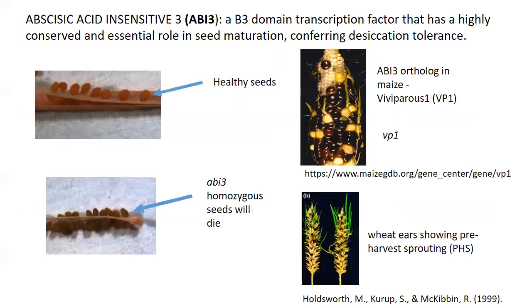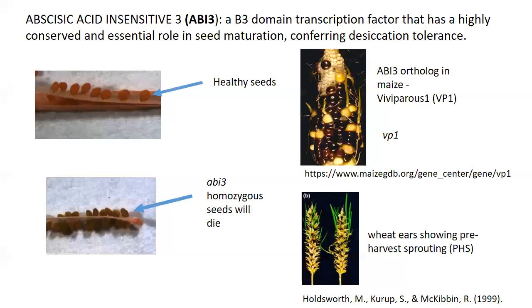At the beginning, you may ask, what is ABI3? ABI3 is a B3 domain transcription factor, which is highly conserved in plants. It's not only in Arabidopsis, but in many plants. And it plays a very important role in seed maturation and desiccation tolerance.